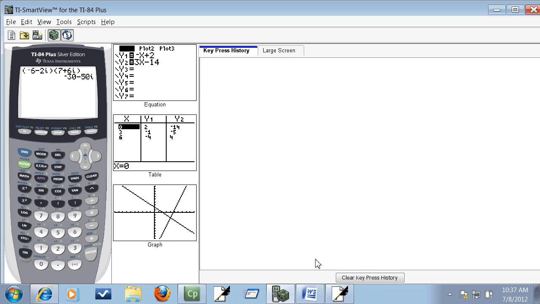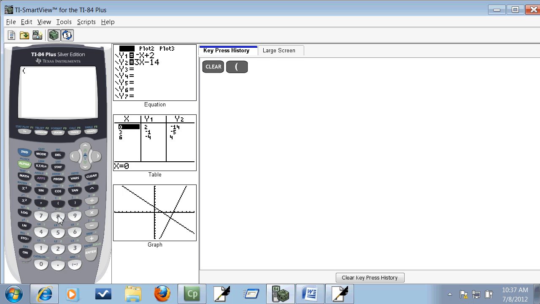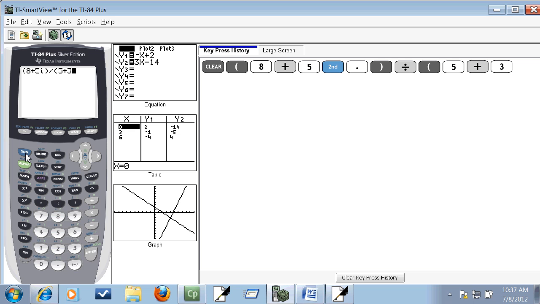So let me clear the screen. There we go. Do a beginning parentheses, 8 plus 5i. 8 plus 5, and you get i by doing second decimal. Closing parentheses, divided by, beginning parentheses, 5 plus 3i. So 5 plus 3, and then second decimal.